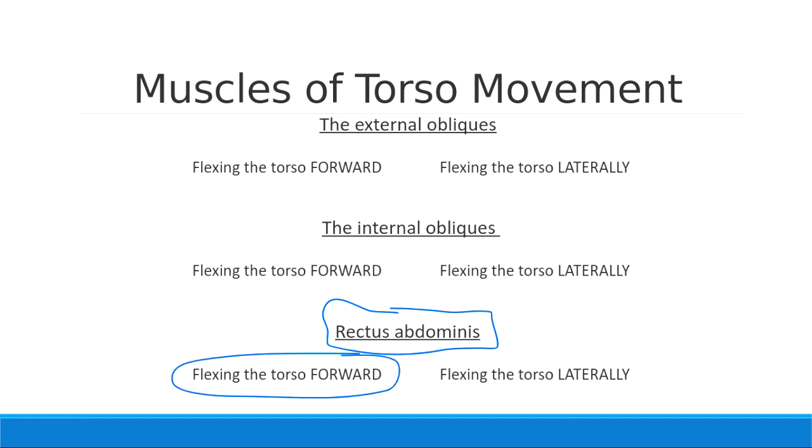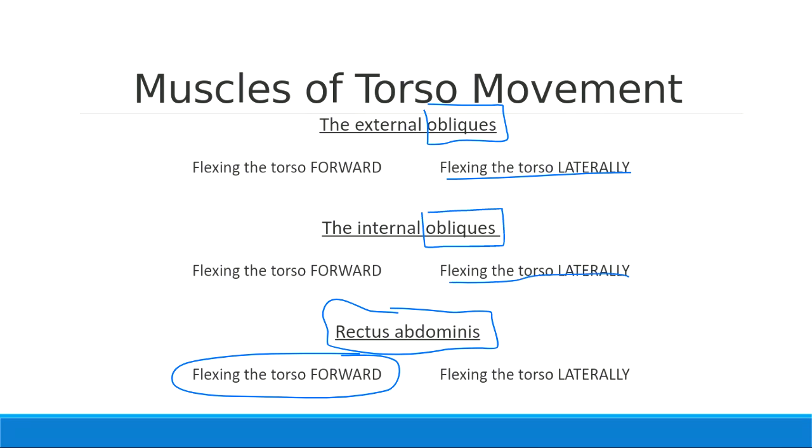When we start talking about these oblique muscles, the ones that live on the side of the torso, and their name tells me they're at an angle on the side over there, these are going to be the ones that help the torso bend to the side or bend laterally.